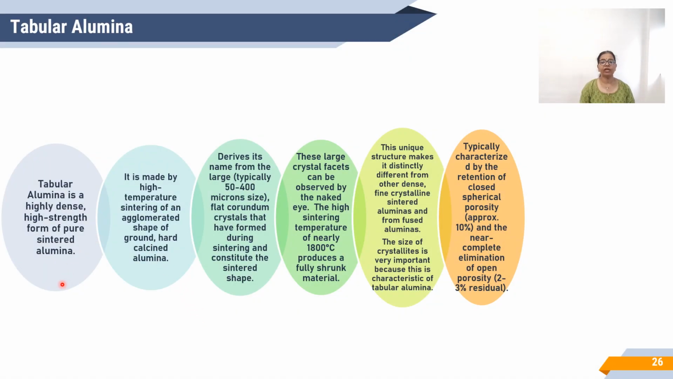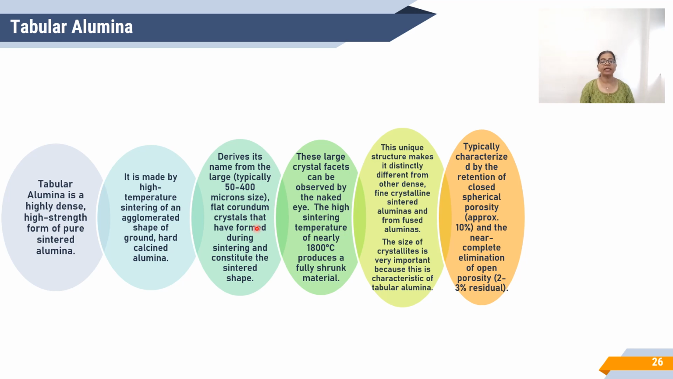Now when we come to tabular alumina, tabular alumina is a highly dense, high strength form of pure sintered alumina which is made by high temperature sintering of an agglomerated shape of ground hard calcined alumina. That means the calcined alumina which we have got at 1100 degrees centigrade is ground, formed into certain shapes, and after that it is sintered at a high temperature of about 1600 degrees centigrade, and the crystals which are formed have 50 to 400 micron size and can be seen with the naked eye, and it derives its name from the large typical micron size of the crystallites which are formed.